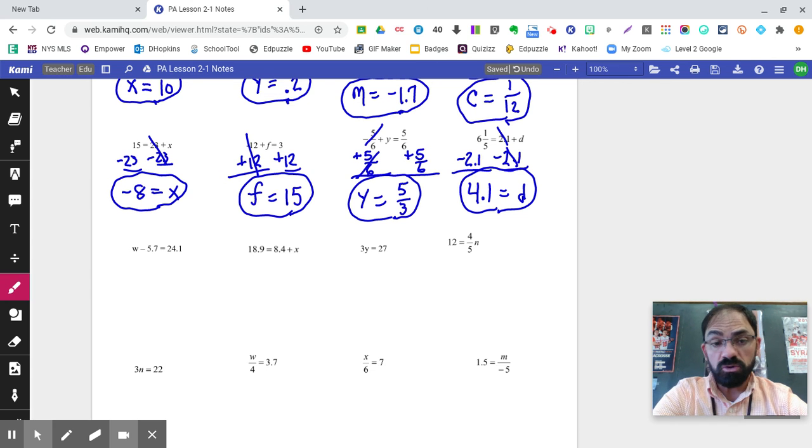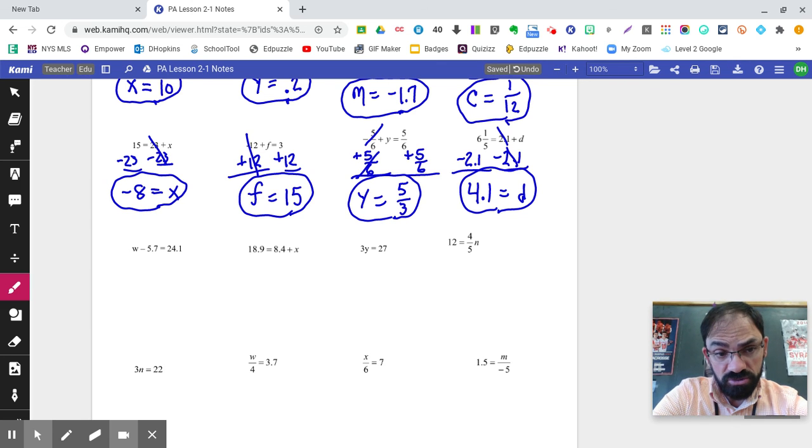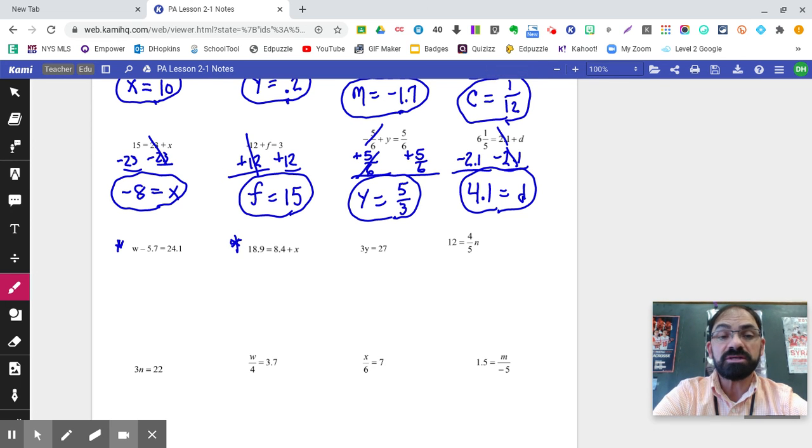Instead of doing this whole page as notes, we're going to split it up into two days. So today was 2-1, day 1. I would like you to look at the next two examples. So when we start tomorrow's lesson, we'll go over those. And that's all I ask of you to do.